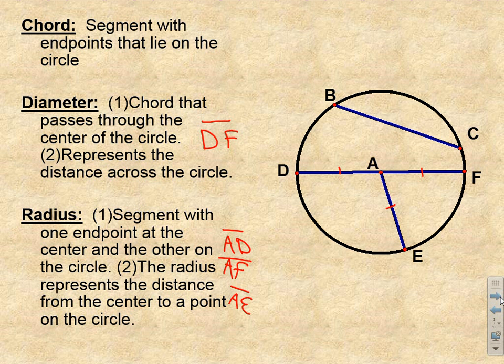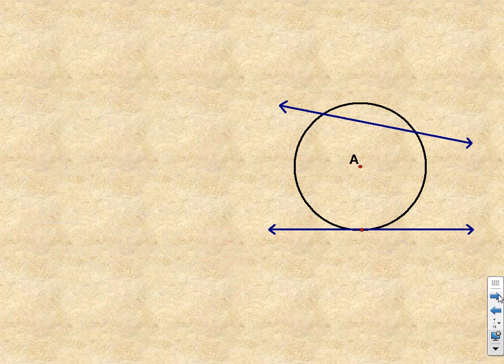The one piece that you might not know about would be a chord. So a chord is a segment with its endpoints that lie on the circle. So here, that would be BC. Now, if you think about it, if a chord has two endpoints that lie on the circle, a diameter is also a chord. Okay, so we can say that all diameters are chords, but I can't say that all chords are diameters. So kind of know how they relate.